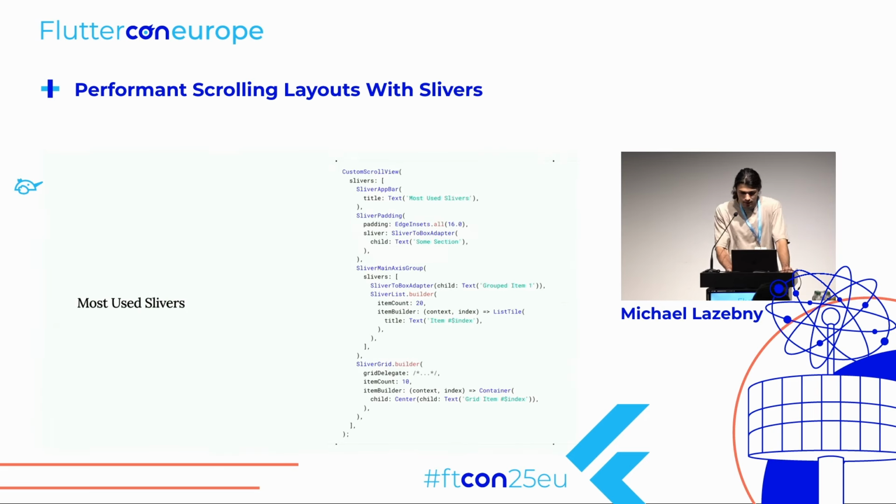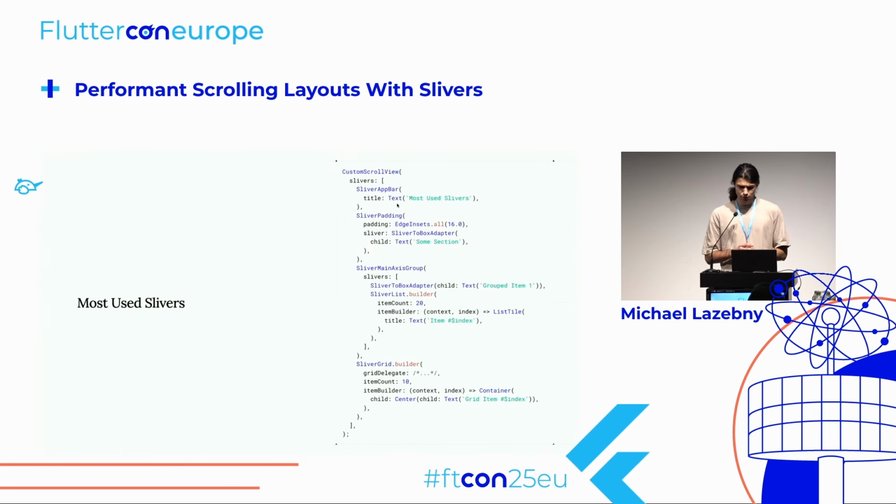Here I wanted to show you the most used slivers, and here you can see the sliver app bar. This widget makes it possible to actually render rich app bars, for example, that are able to expand, collapse, overlap, paint, float, and so on and so on. So there are a lot of properties.